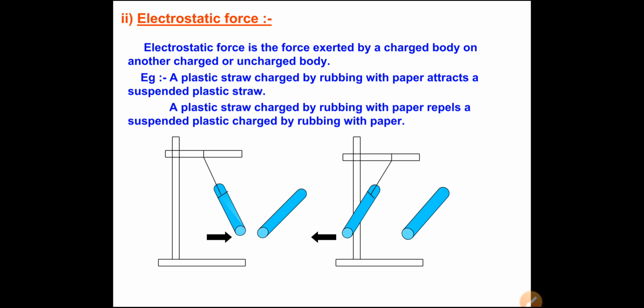A good example: when you rub a plastic comb on your dry hair, it becomes charged, and the small pieces of paper are uncharged. When you take the plastic comb which has been rubbed on your dry hair for a few seconds near the small pieces of paper, the pieces of paper get attracted towards it. This means when you rub, the comb gets charged and it attracts uncharged bodies, those pieces of paper.